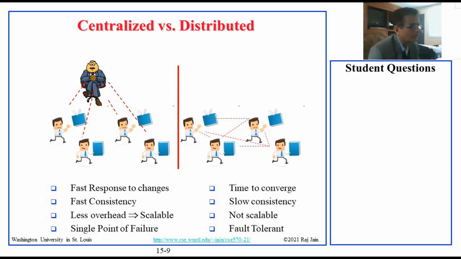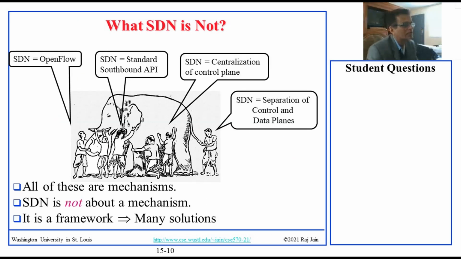So basically, what SDN is not. The SDN is still not very clear to many people. Some people will define SDN as OpenFlow. Some will say that SDN is a standard southbound protocol. Southbound means the control is on the top and the data plane is on the bottom, generally in the picture, and therefore southbound means a standard API from control to data plane.